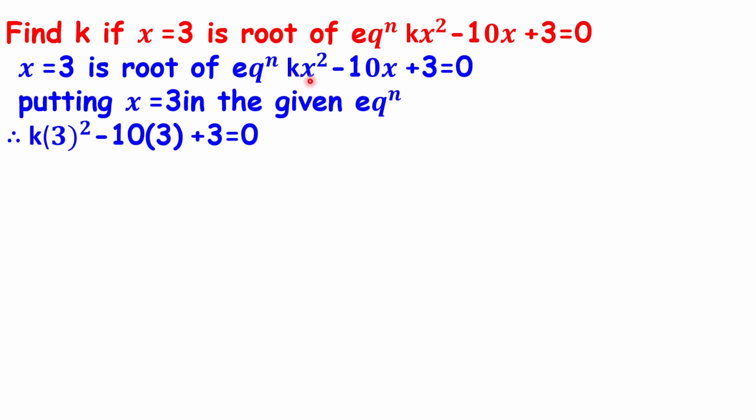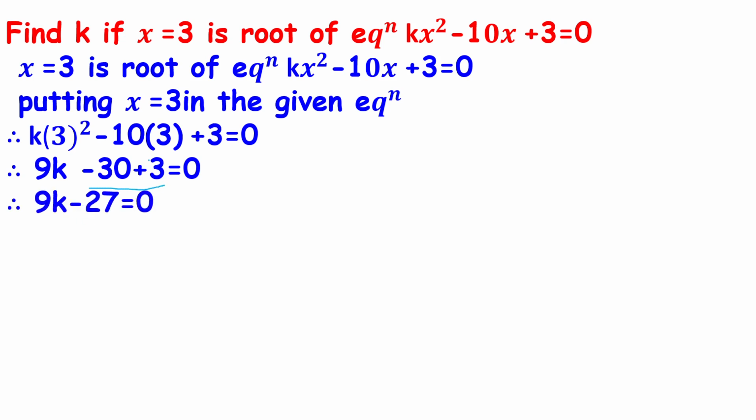Therefore k into, replace x by 3, that means 3 square, k into 3 square minus 10 into the value of x is 3, plus 3. The square of 3 is 9. Therefore 9k, 10 3s are 30, plus 3. Here 30 and 3 have opposite signs. Therefore we have to take subtraction. 30 is greater than 3. Therefore 9k minus 27 is equal to 0.